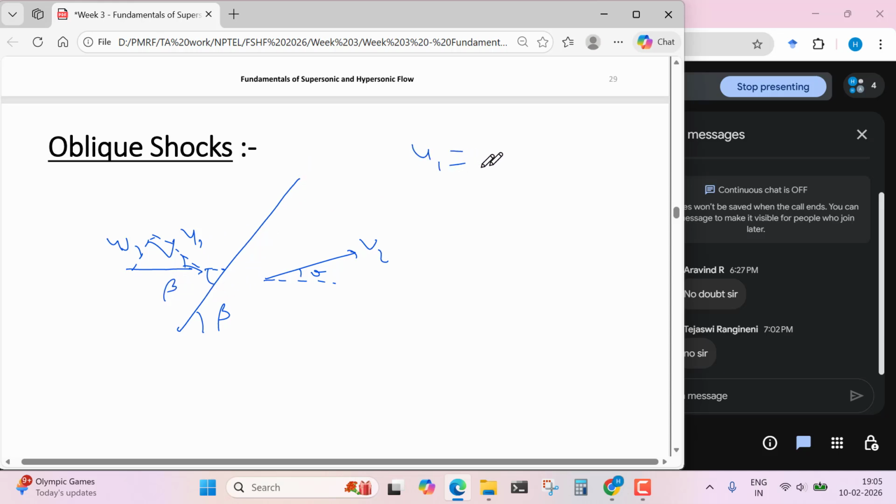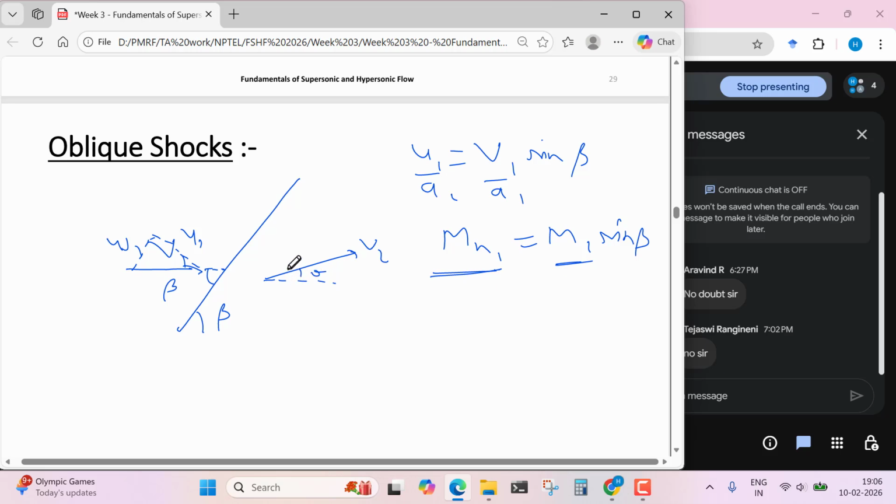So U1 will be V1 sin β, and if we divide it by sonic velocity, we'll get Mn1. Because this is normal to the surface, we write this Mach number as Mn1 equal to M1 sin β. M1 is the Mach number from the velocity V1. So we have to first find Mn1 from M1.